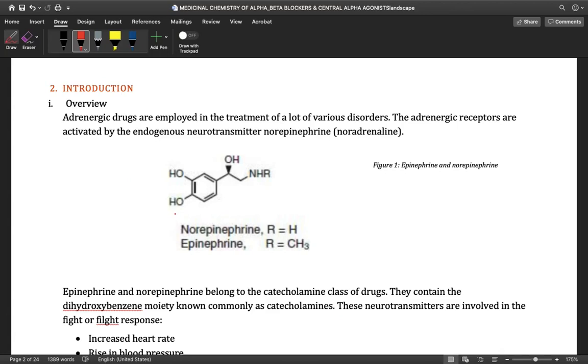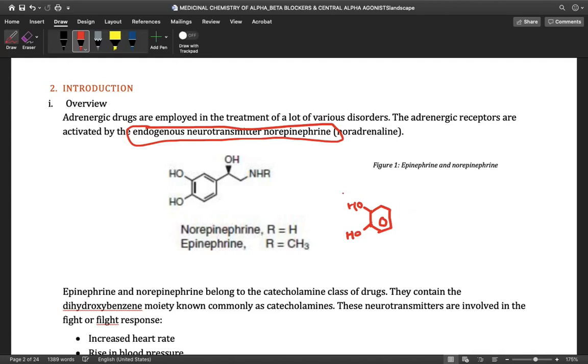The foundation of these types of drugs is epinephrine and norepinephrine. Now, epinephrine is an endogenous neurotransmitter. Both epinephrine and norepinephrine are endogenous neurotransmitters. They are both known as catecholamines. So the catecholamines have an aryl ring, and then they have hydroxyl groups cis to each other.